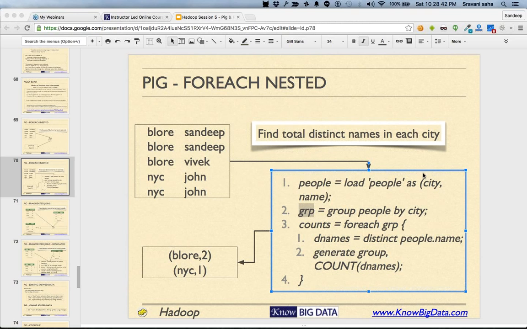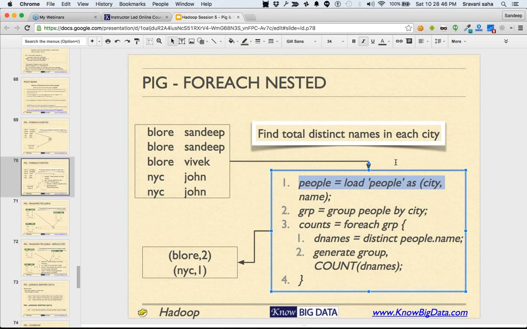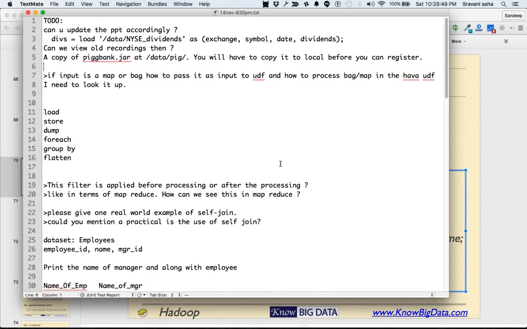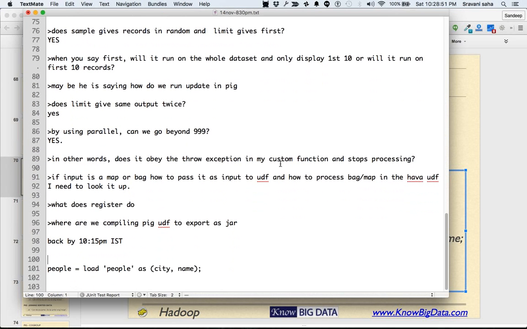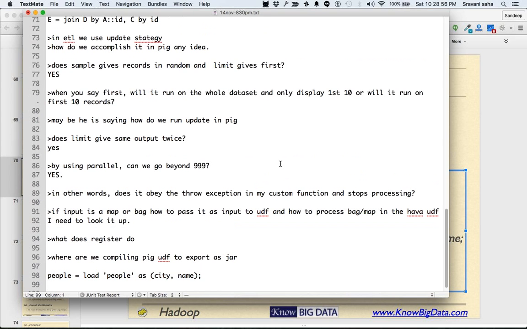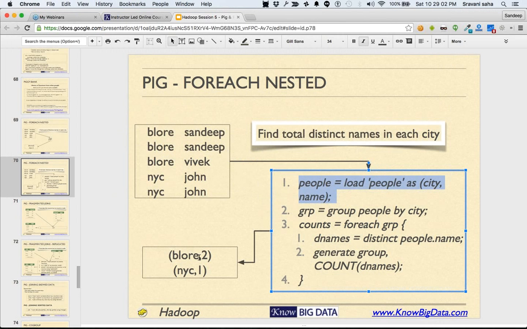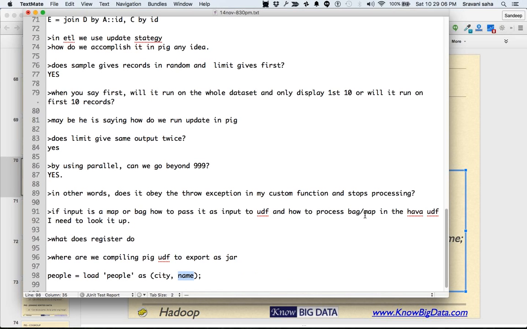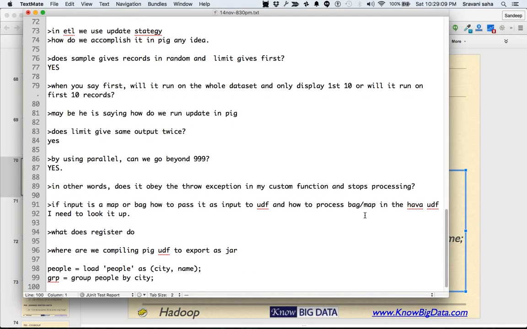Okay, Sushant is asking me to repeat this example. All right, let me go through one step at a time. So we have people equals load people as city and name. So people has one this and other this. Now when we say group equals group people by city.